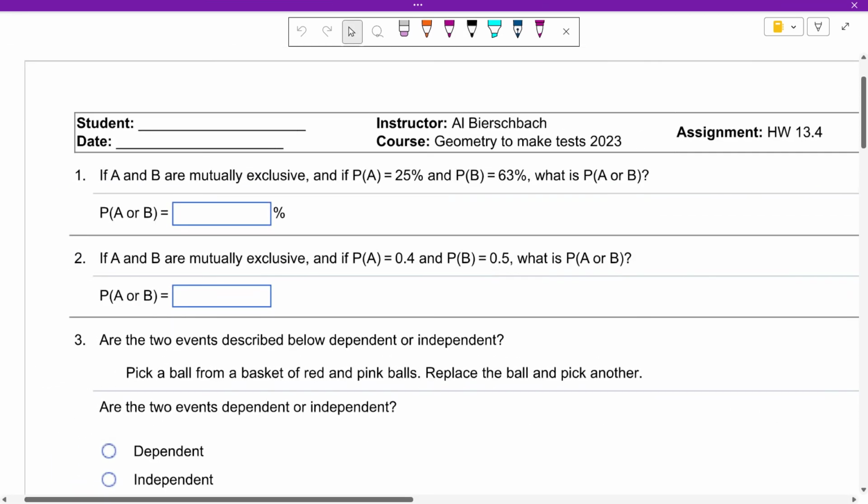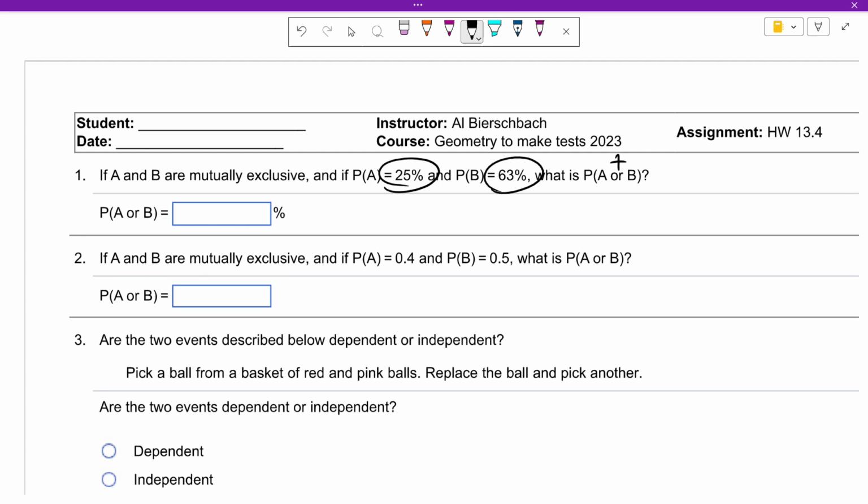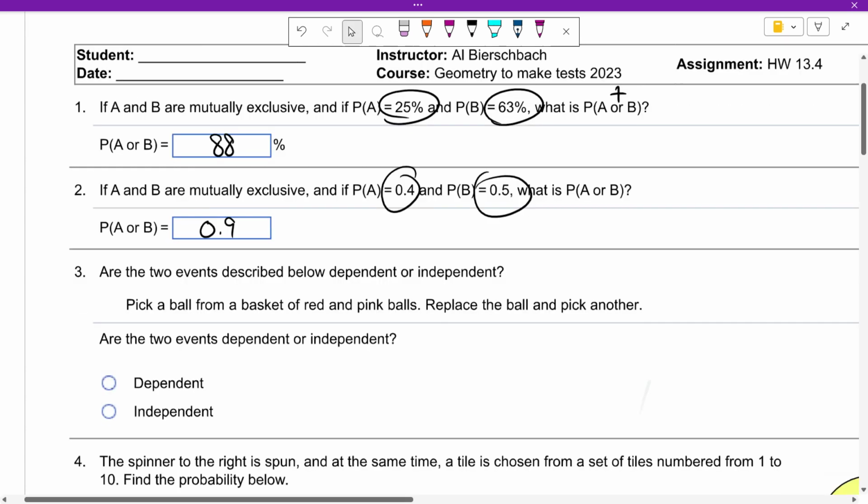Okay, mutually exclusive events. When it's and, you multiply. When it's or, you add. So the first ones are the easy ones. You just add these up. 25% and 63% add up to 88%. And 0.04 and 0.05 add up to 0.09. Mutually exclusive, use the word or, you only use it once.